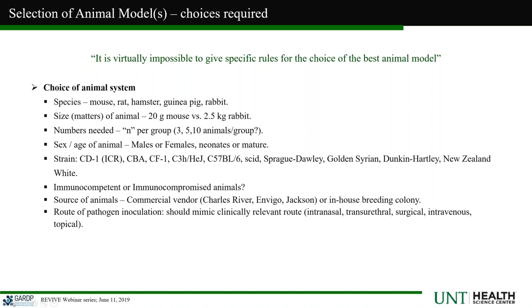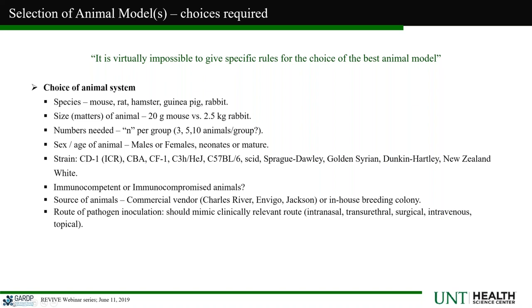And also the route of inoculation of these animals has to mimic a clinically relevant route. If you're doing a lung infection, pneumonia type model, intranasal, intratracheal is the way the natural progression of disease occurs. So you want to do it the same way. Same thing for things like UTI being a transurethral inoculation. And we'll show an example a little bit later of what that looks like.